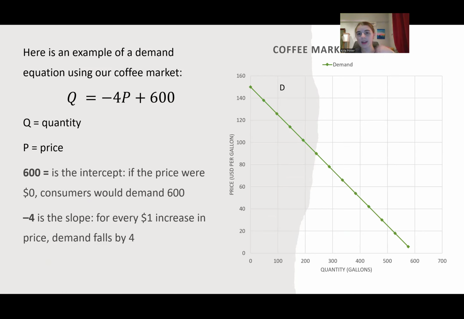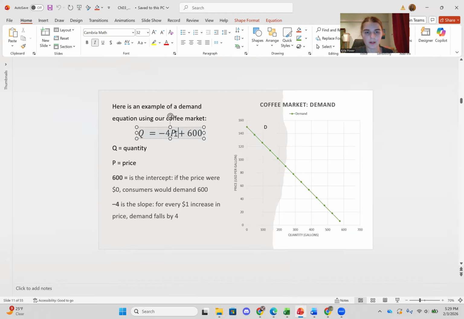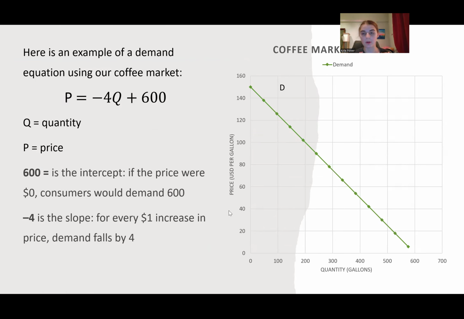So here's an example, right? We have our coffee market. Remember, our 600 would be our quantity demanded, like 600 gallons, if the price was free. And then we have this negative slope. This negative slope is representing that each time we have a dollar increase in our price, we're going to have a responsiveness, where less people are going to want to consume that. So every time the price goes up by one dollar, people are going to demand less of it.